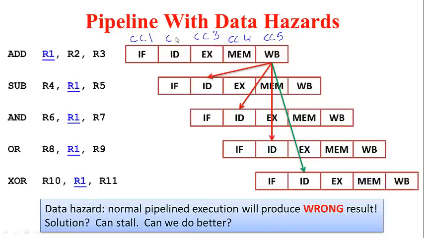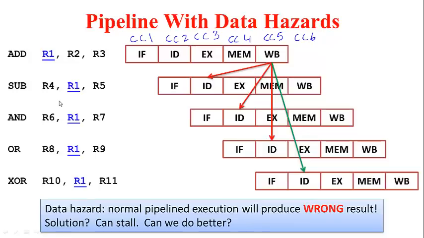All of these are invalid because they use the old value of R1, whereas the programmer has intended that the value of R1 produced by the add instruction, which is available only in clock cycle number 6, should be used. So in this example, only with respect to the XOR instruction will the result be correct. For all of the other instructions, the normal pipeline execution of the program will produce the wrong result because we are using an old value of R1, something which the programmer did not intend.